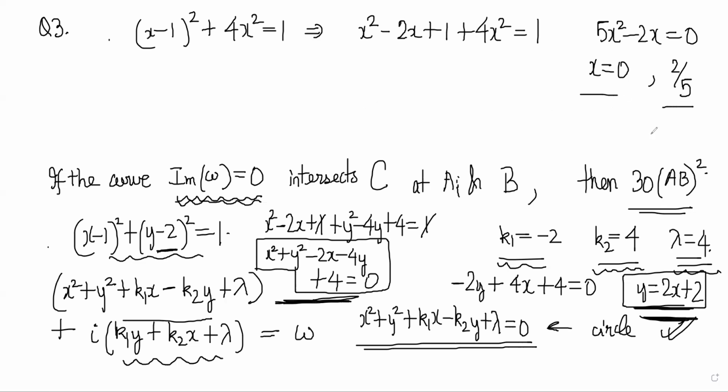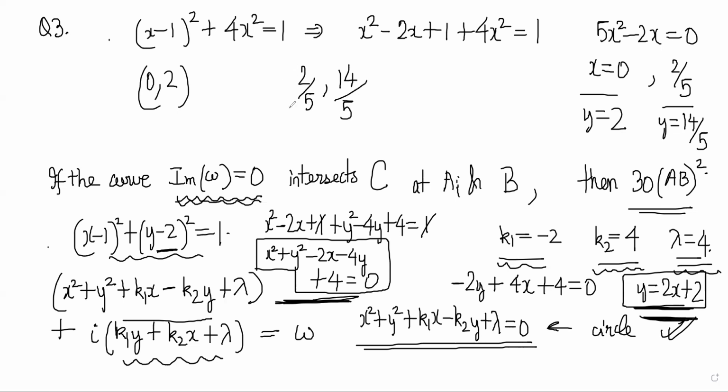And when x is 0, y is 2. And when x is 2 by 5, y is 4 by 5 plus 2. So 10 by 5 plus 4 by 5. So 14 by 5, right? These are my 2 points of intersection A and B, right?